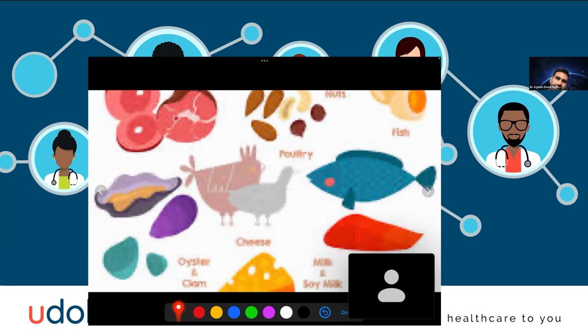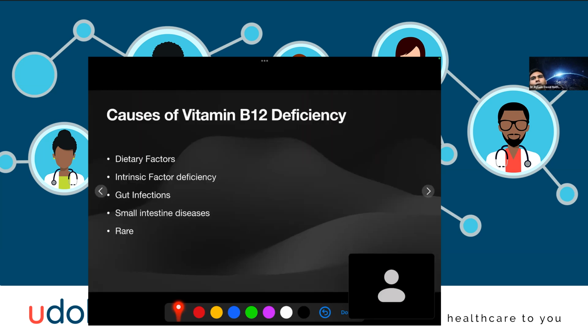And this here is a little picture of a clam. The resolution is not that great, but anyway, it does have a magnificent amount of vitamin B12 in it. So those that like your oysters and so forth, you're in a good space when it comes to your sources of vitamin B12. Now, what are the causes of vitamin B12 deficiencies?